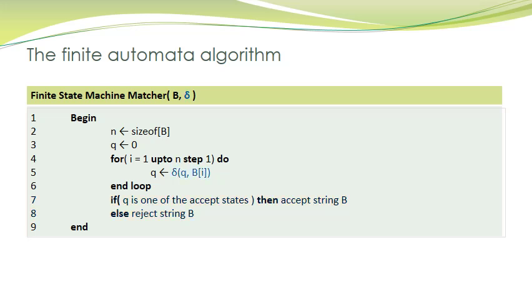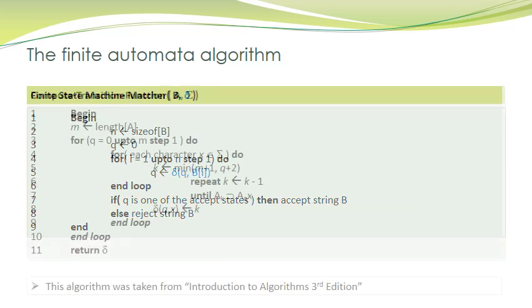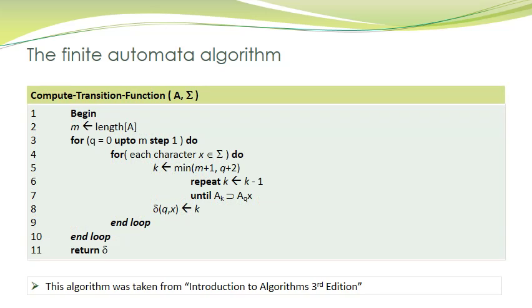But how do we actually create this transition table? We use this compute transition function. P is the string or regular expression we're looking for, and Σ is the finite alphabet.